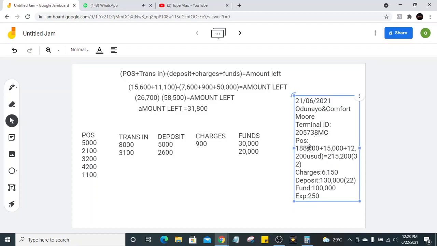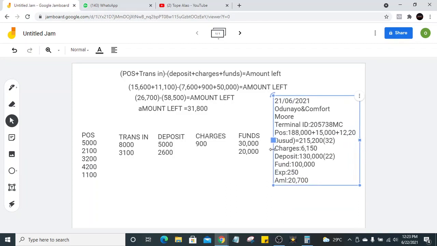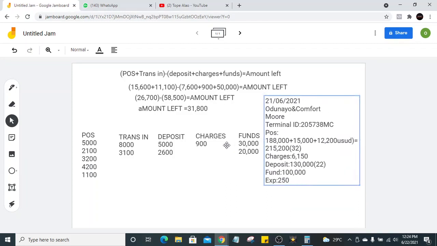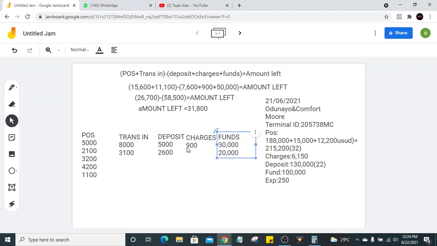Now this is the POS. Let's match everything. POS is here. Transfer in is the USSD. So maybe she used 2 POS here, so you can add them. I want everything to be on the same line so that you can see it. Let's drag this here so that we can see everything, so there won't be any mix-up.